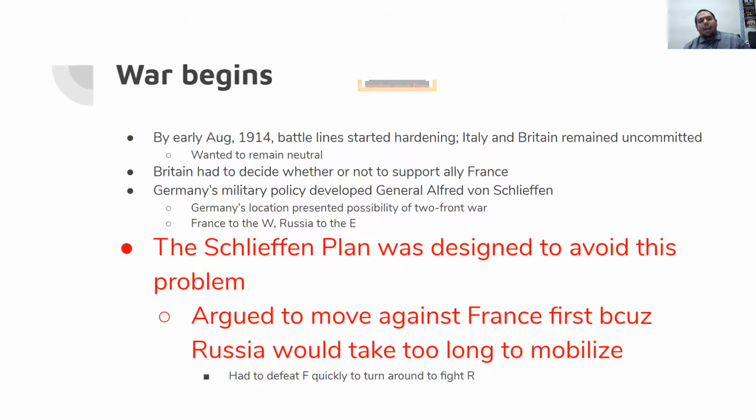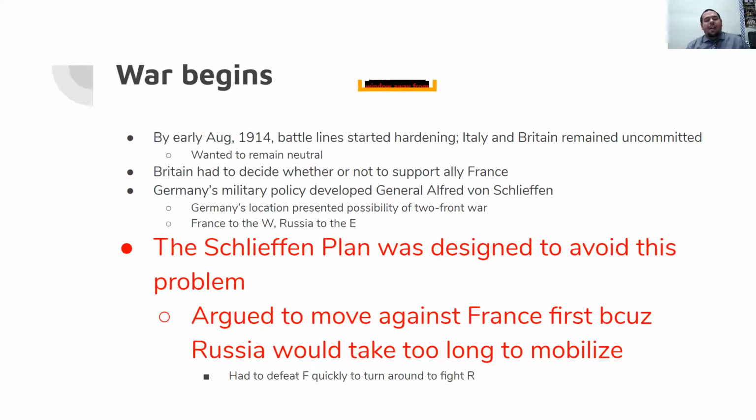War begins. By August 1914, battle lines started hardening. Italy and Britain remained uncommitted, and they wanted to remain neutral. Britain had to decide whether or not to support their ally France. Decisions will be made later.